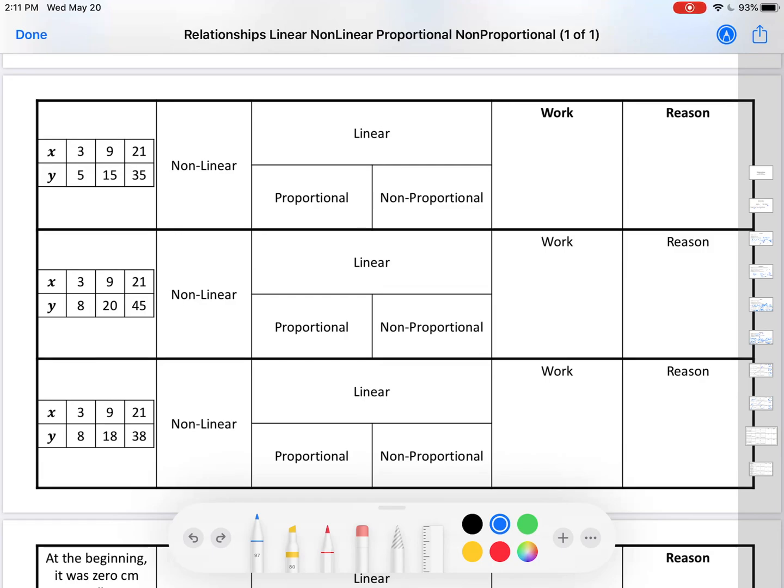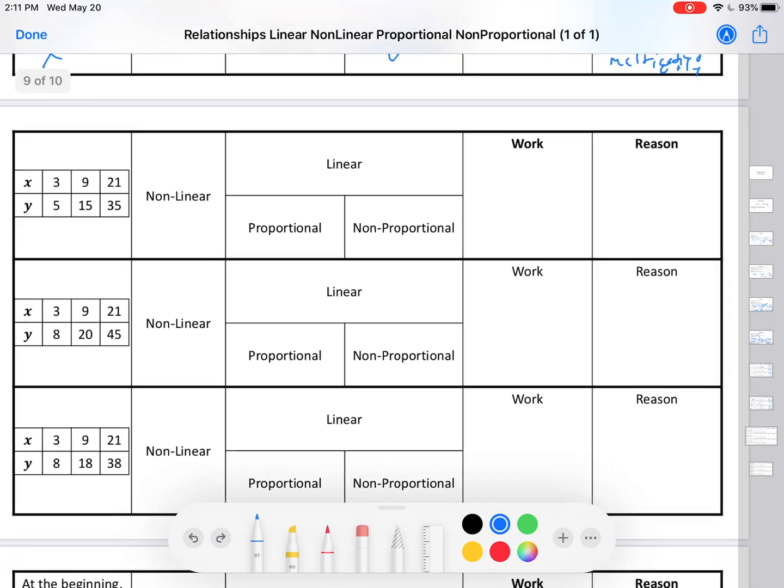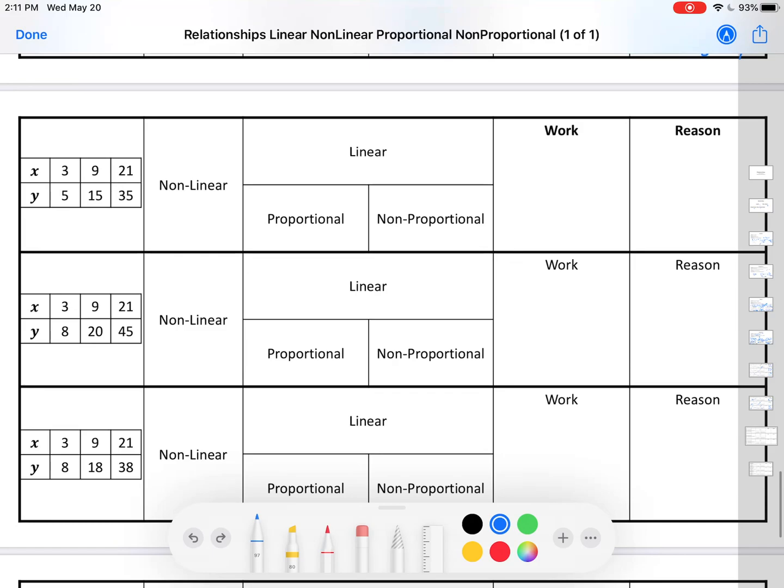Tables. All right. Well, the tables means we're going to have to do some work. First thing, let's see if it is proportional. Proportional is the easiest thing to check on tables. All you have to do is put y over x and see if they're equal. So 5 over 3 is equal to 5 over 3. 15 over 9 is 5 over 3. This is looking good so far. 35 over 21, divide them both by 7, we get 5 over 3. Hey, it's proportional and linear.